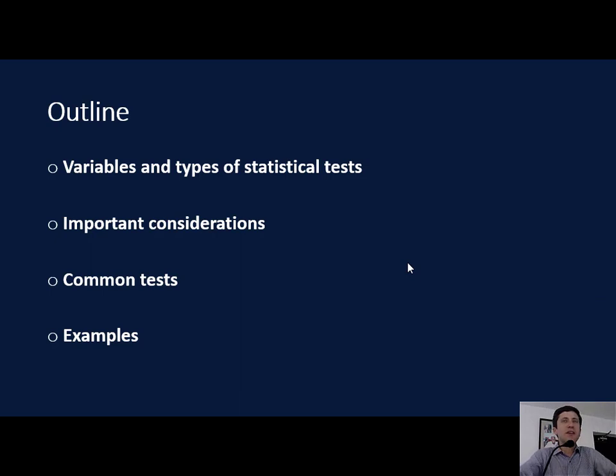The basic outline of what I'll be discussing: I'll talk about different types of variables. We'll also talk about different types of statistical tests, kind of the overarching families of tests that there are. We'll talk about some important considerations when thinking about data analysis. We'll get into common tests and some examples of those common tests, and there should be plenty of time for questions as well at the end.